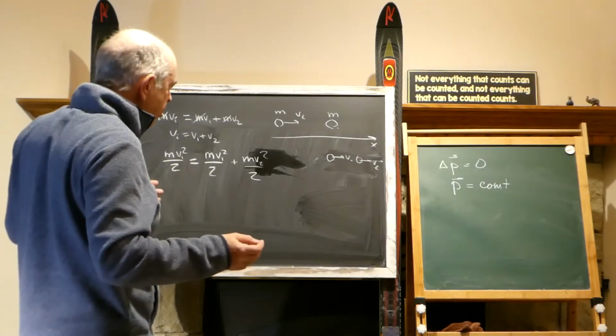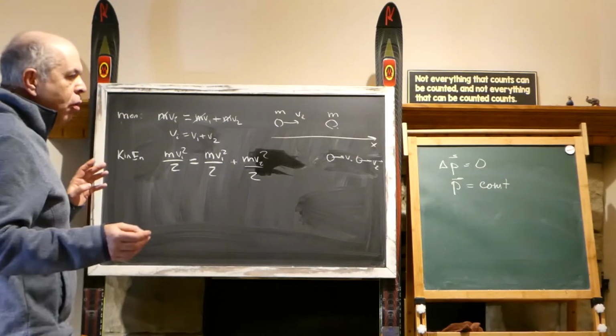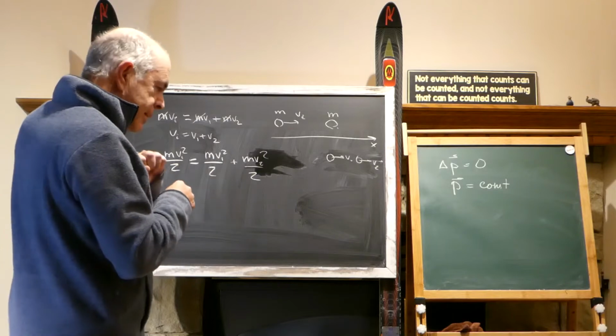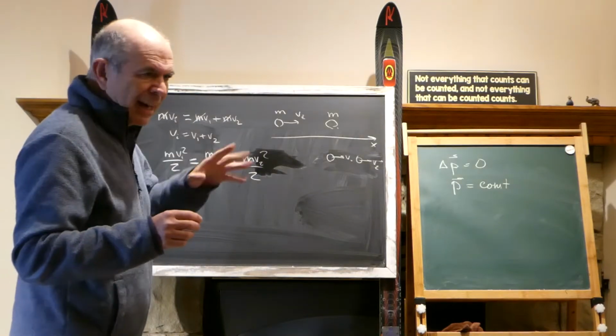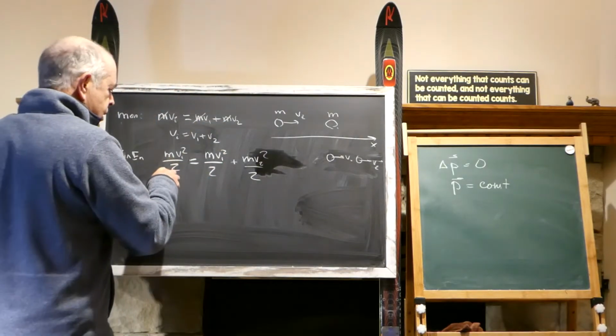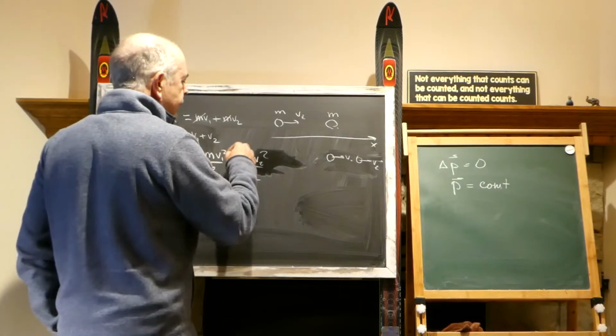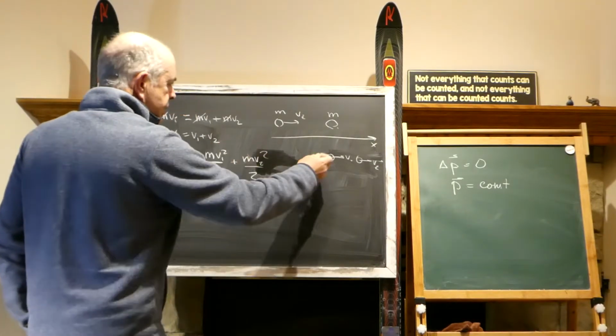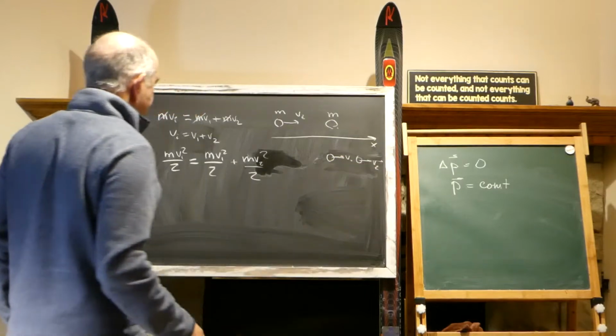There is no other form of energy, and there is no loss of energy because this is an absolutely elastic collision. And so this is the initial energy, it equals the final energy, and the final energy consists of the energy of this body and this body.